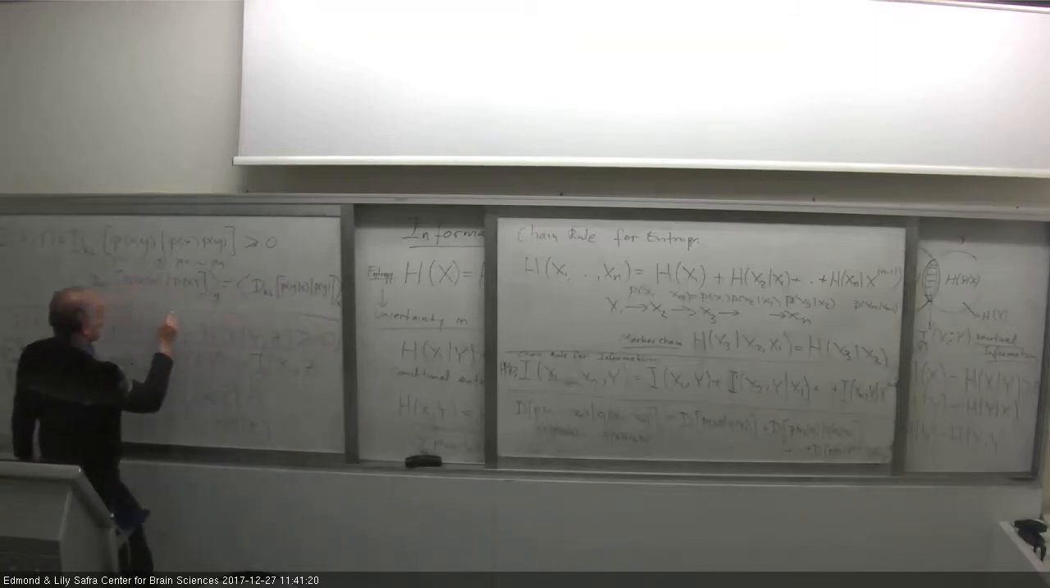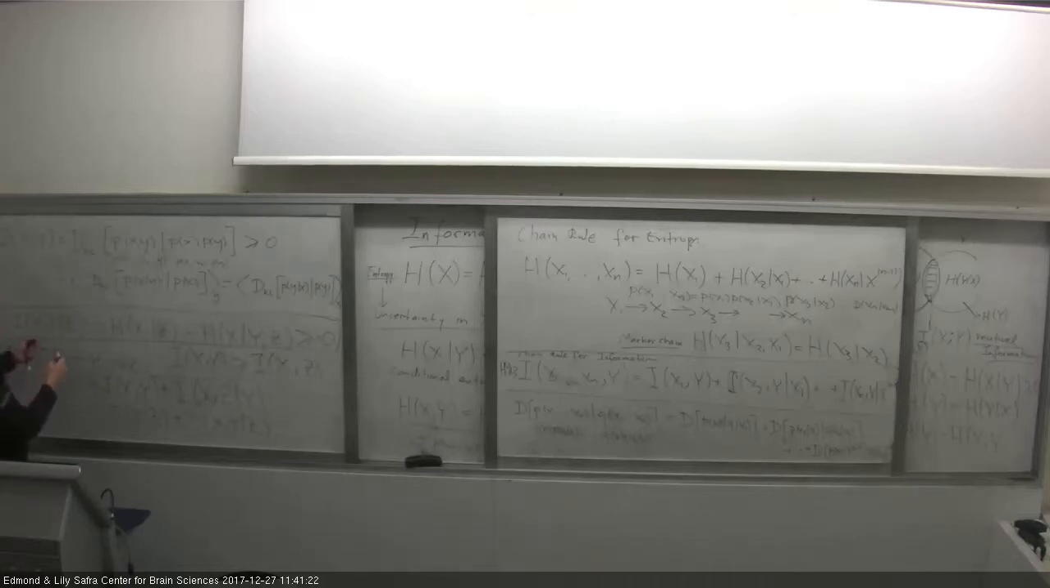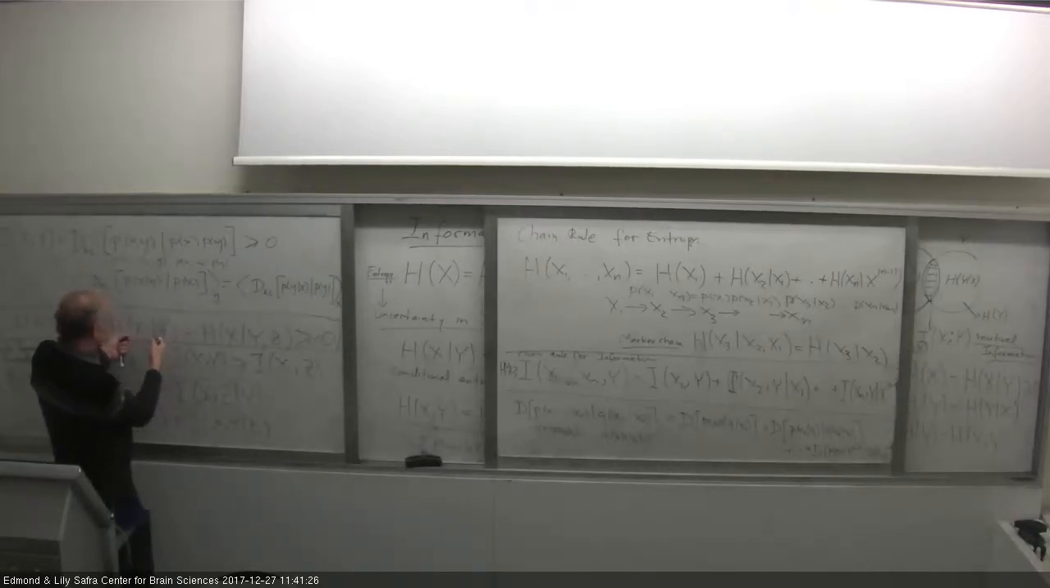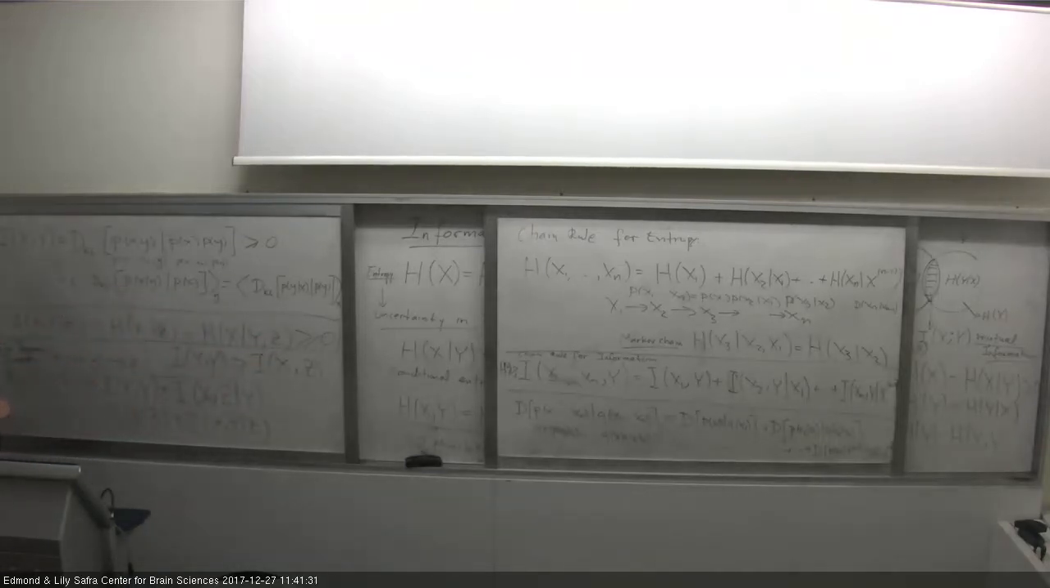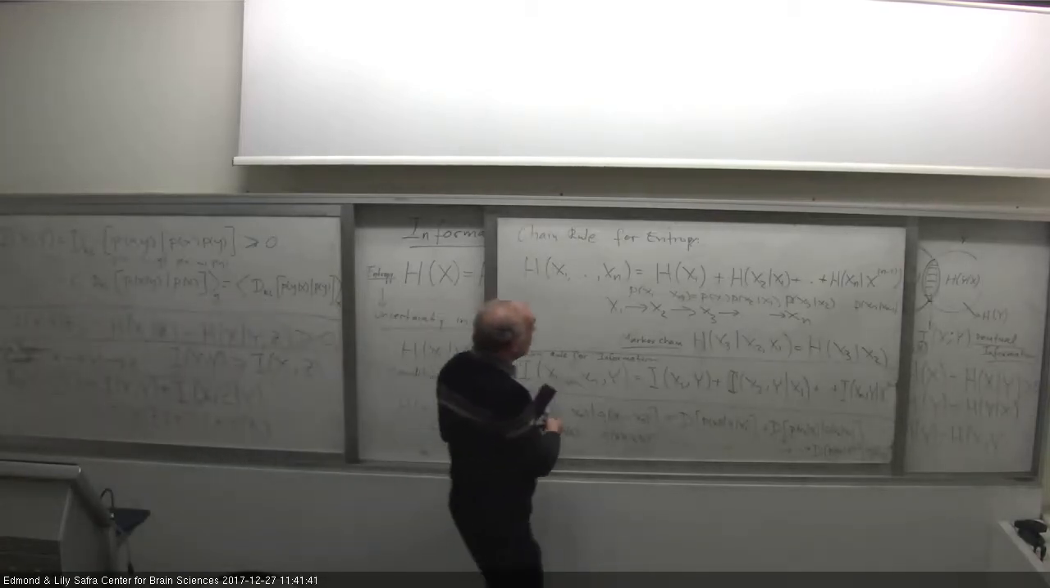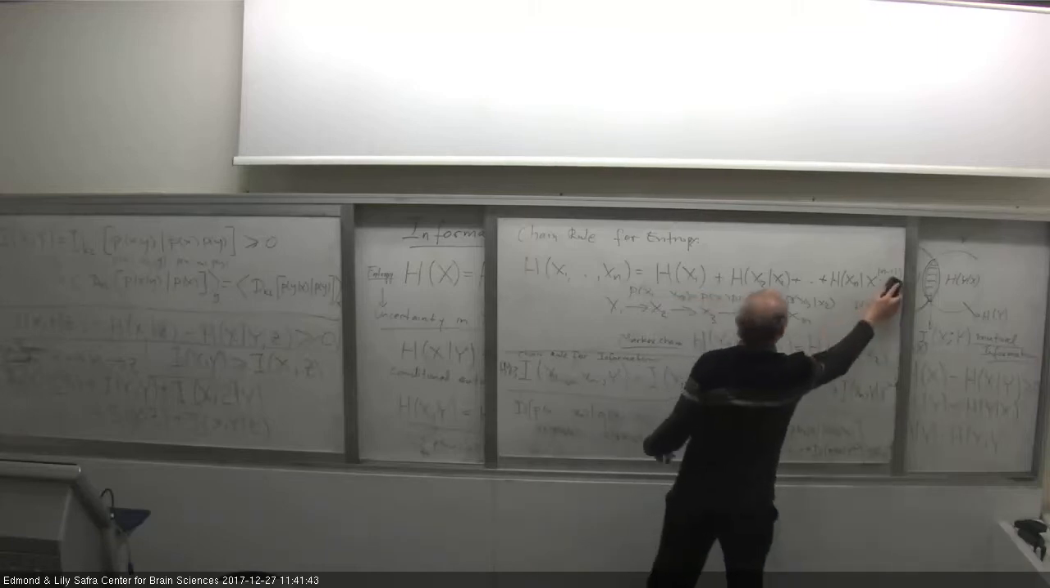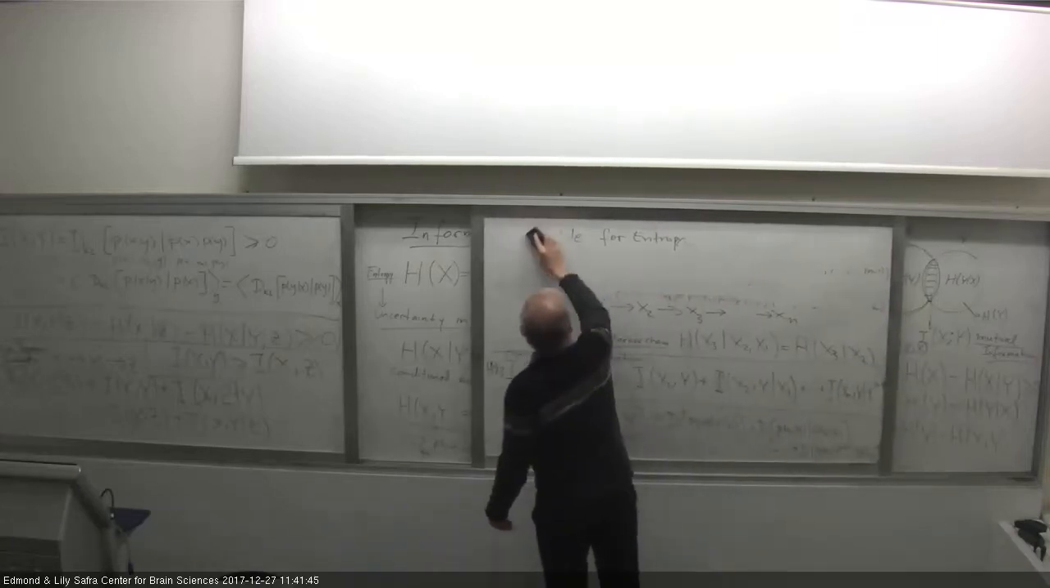This is positive because, as I said, if I take entropy and condition on another thing, I cannot increase entropy. So this gives me the DPI. Okay, this is important. Now what can be negative is what we call synergy, and let me just write it down once.